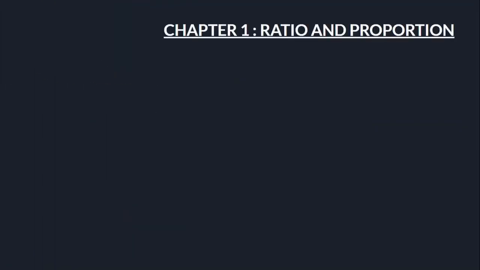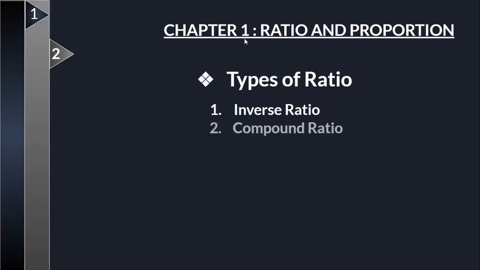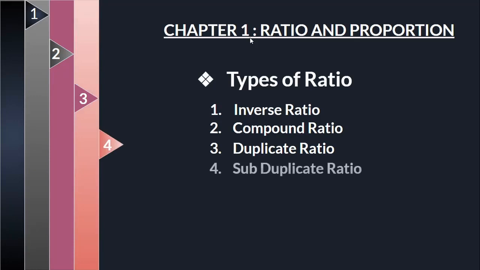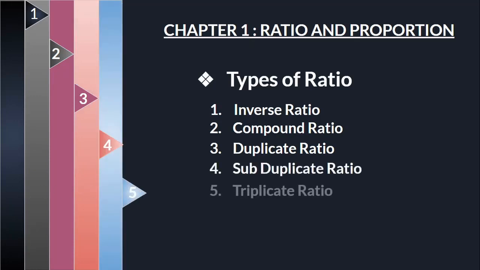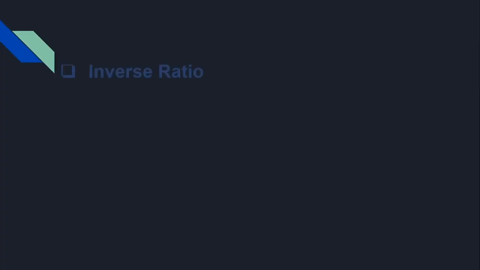So let's start the paper with chapter number 1, Ratio and Proportion. Today we are going to learn the topic Types of Ratio. Start: 1. Inverse Ratio. 2nd. Compound Ratio. 3rd. Duplicate Ratio. 4th. Subduplicate Ratio. 5th. Triplicate Ratio. And the 6th one is Subtriplicate Ratio. You can see that there are 6 types of ratio. Now we will learn and understand all the ratios individually. So let's start with inverse ratio.